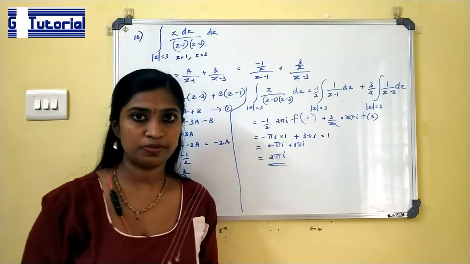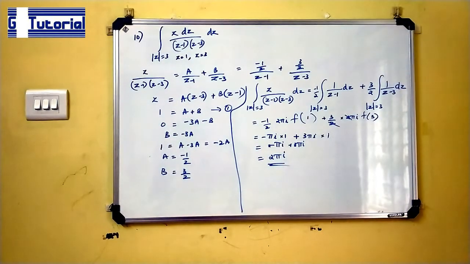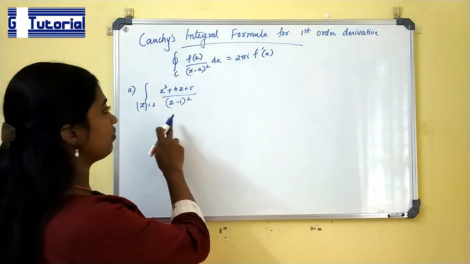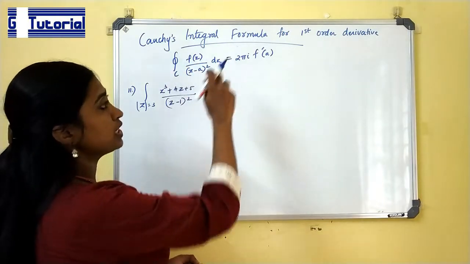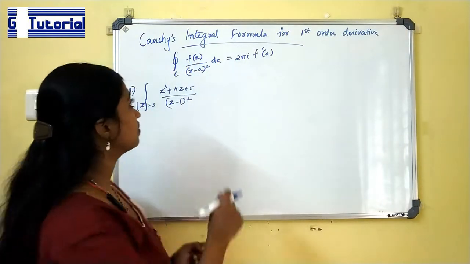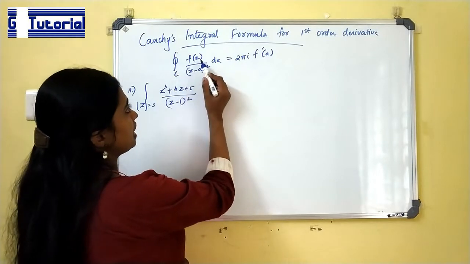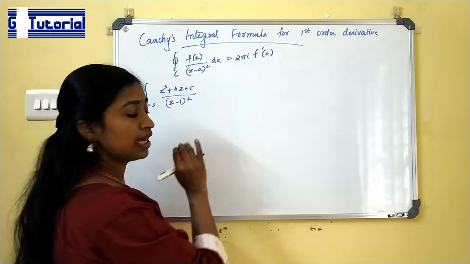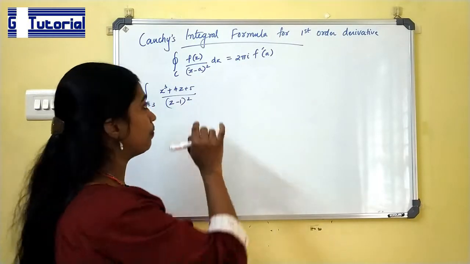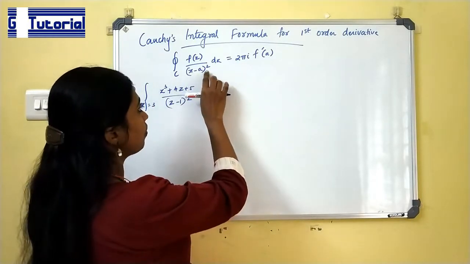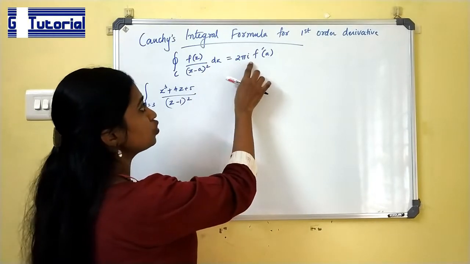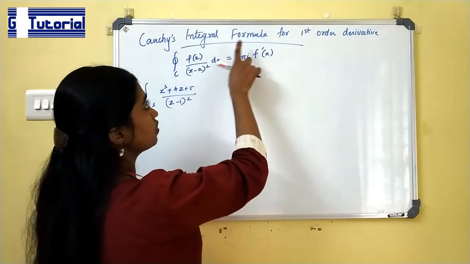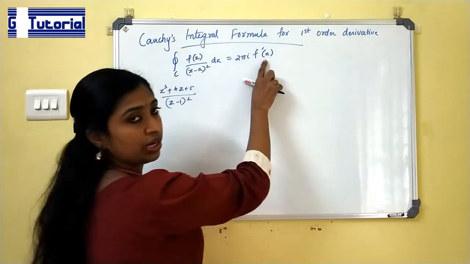We can do another problem. This is the next problem. Before learning this, we can study Cauchy's integral formula for the first order derivative: the closed integral over C of f of z by z minus a the whole square dz. Till the last problem, we have seen poles of order 1. Here the order of the pole is 2, so the formula changes to 2 pi i into f dash of a. This is the first derivative, so this is Cauchy's integral formula for the first order derivative.